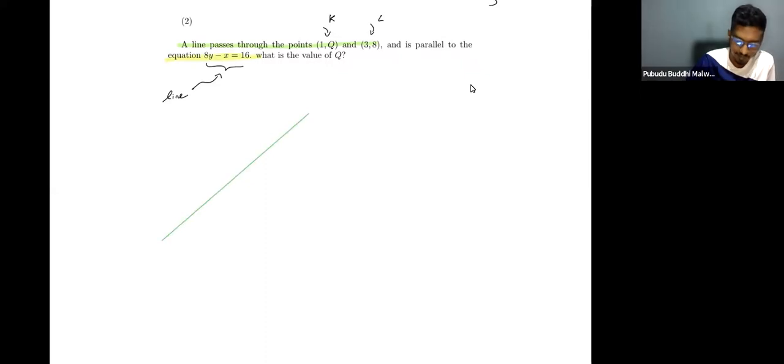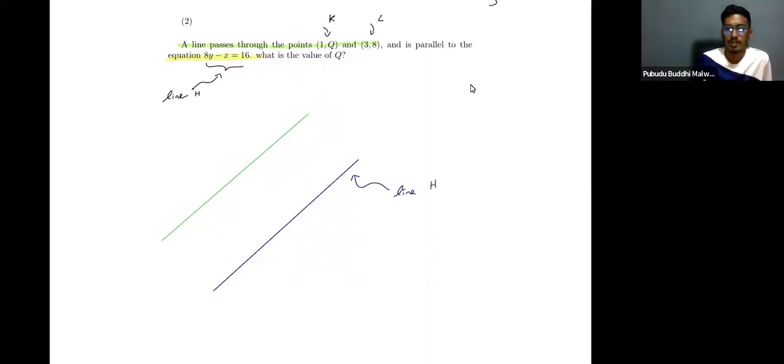Initially this line, then a parallel line. Right? So let me name this line as line H. This line. Right? And we have 2 points on the other line. This one. That is line J. So we can mark those 2 points on line J, right, to get an idea about the situation.